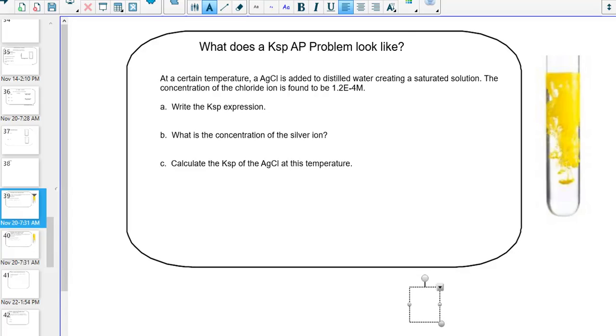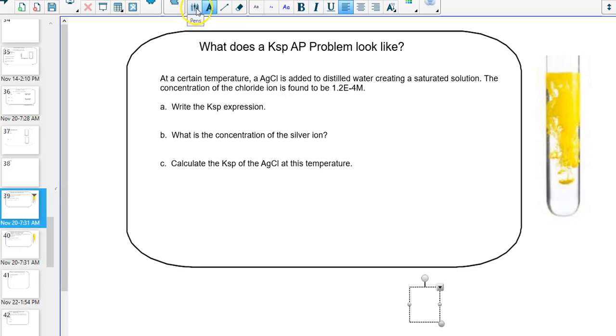Good afternoon, this is Schweitzer, and we are looking to add a second video involving mathematical calculations with KSP. Piggybacking on the last video, we highlighted a couple of types of chemical reactions, I should say types of mathematical problems.